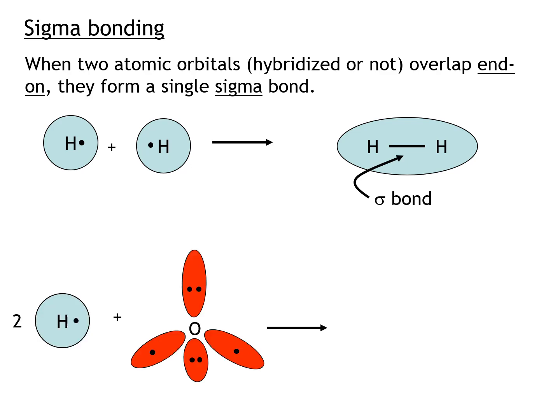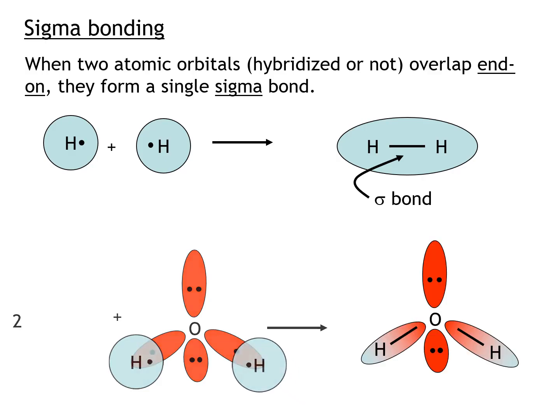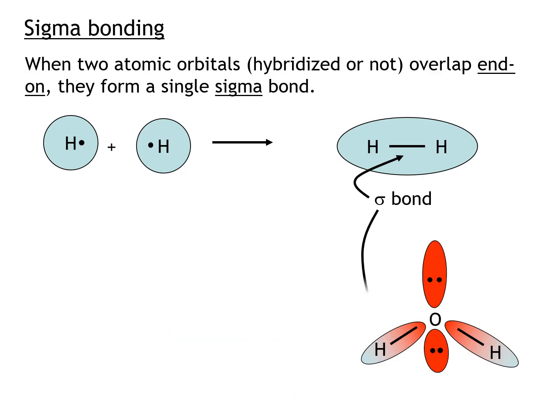And then here we have the unhybridized hydrogen. Hydrogen doesn't really hybridize. And we have oxygen hybridized into an sp3 hybrid arrangement. And so we're going to allow the hydrogens to overlap, and they will form two sigma bonds.